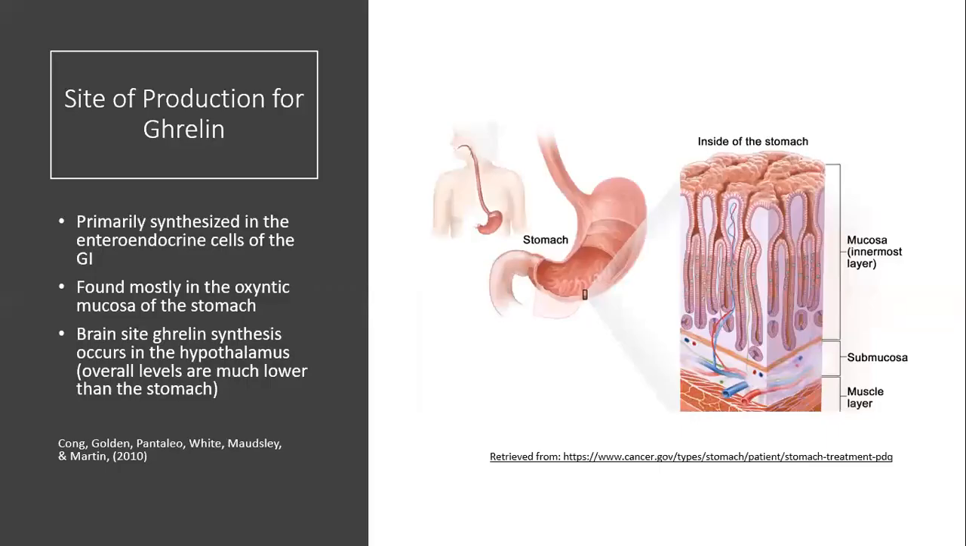Ghrelin, famously known as the hunger hormone, is a GI peptide that is secreted by the stomach and acts on the brain to increase food intake. Ghrelin is predominantly synthesized in the endocrine cells of the GI. It is most abundant in the oxyntic mucosa of the stomach. Brain site ghrelin synthesis also occurs in the hypothalamus, although overall peptide levels are much lower than in the stomach.